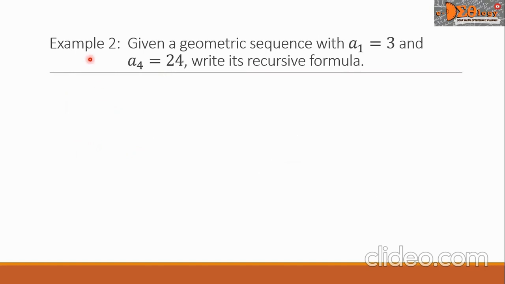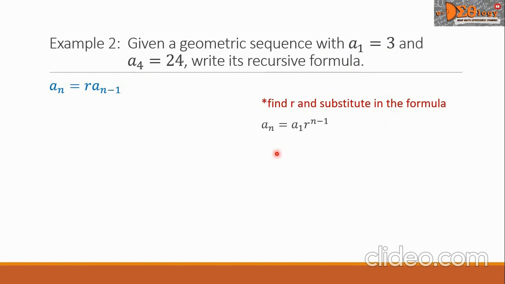Let's have example 2. Given a geometric sequence with a sub 1 equals 3 and a sub 4 equals 24, write its recursive formula. The recursive formula is here. And again, let us find r and substitute in the formula. In our problem, given is the first term and the a sub 4, the fourth term.